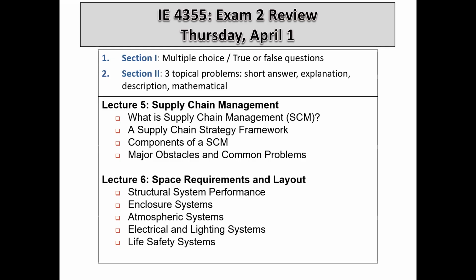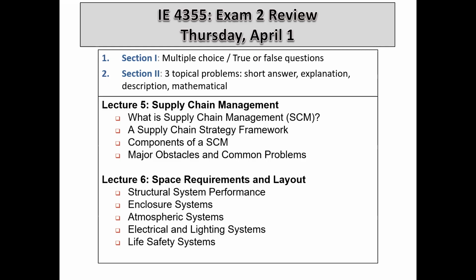Section 2 has 3 topical problems. These are going to be similar to the problems that you solve as part of the homework or the assignments, and also in the labs. I decided to do 3 problems because these are time-consuming problems. So I will say 3 will be enough for the time that you're going to have available to work on the exam. This could be short answer, explanation, description, or mathematical. For this second exam, the majority, I will say all of them will involve some type of computation.